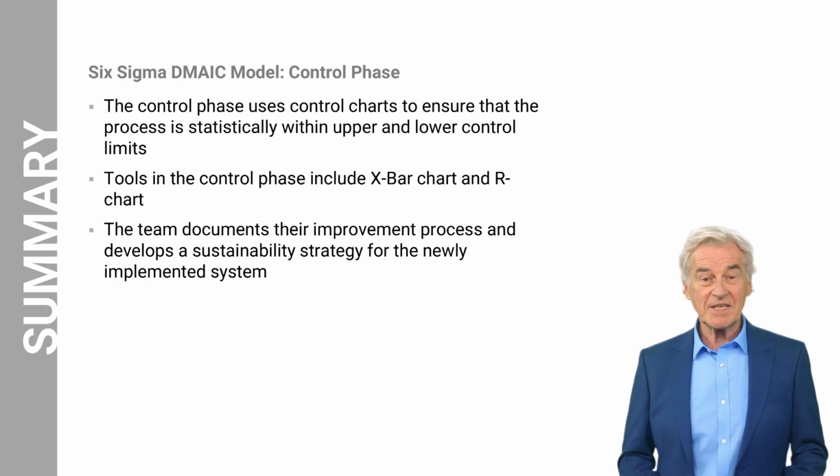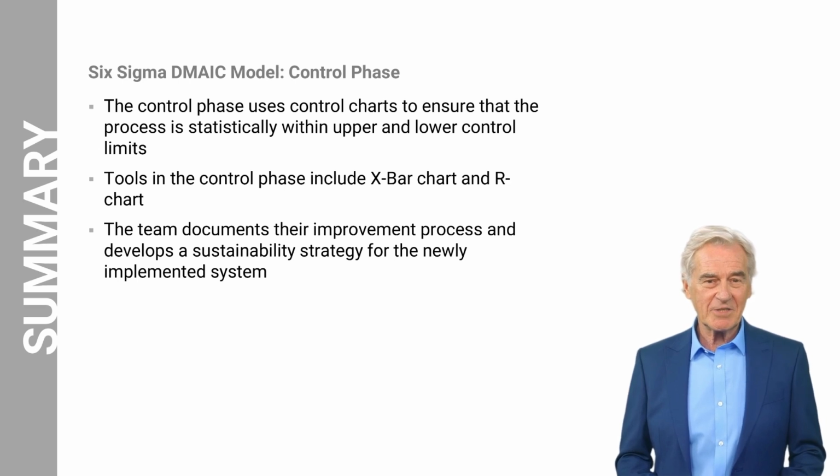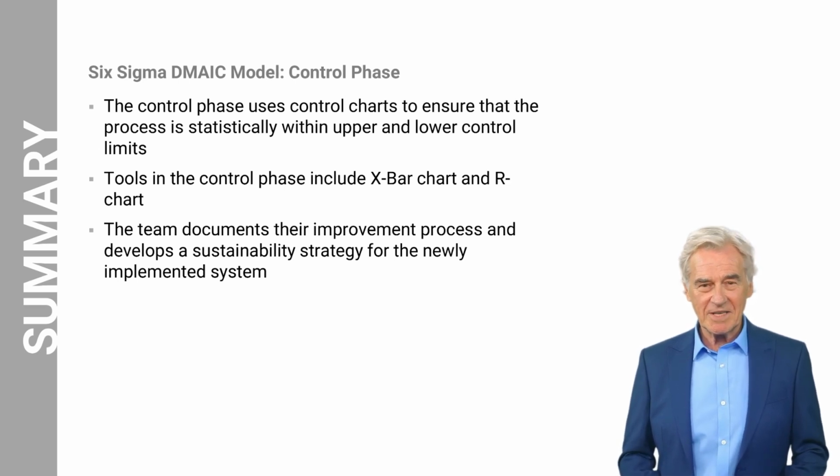In summary, the control phase of the DMAIC model utilizes control charts to ensure that the process is statistically within upper and lower control limits. Tools used in the control phase include X-bar and R charts. In addition to process control, the control phase involves the team documenting their improvement process and developing a sustainability strategy for the newly implemented system.